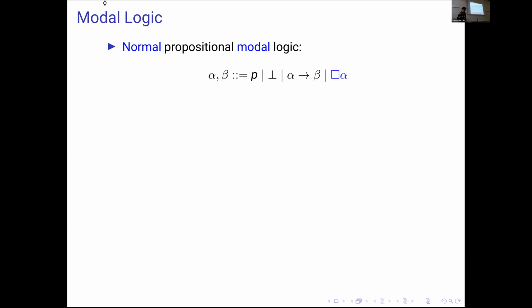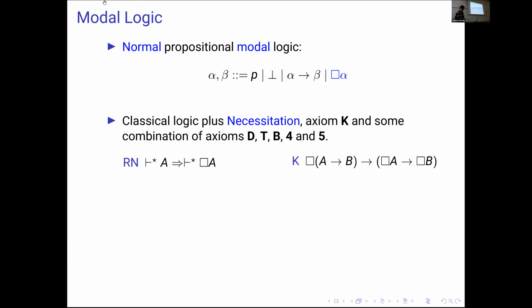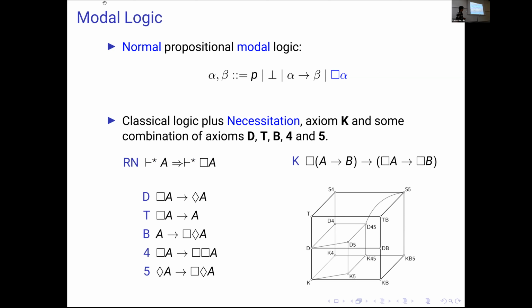So, I'm going to talk about normal modal logics, in which we have this box operator. And since we have bottom and implication, we also have the dual, which is the diamond. With normal, we mean modal logics in which we assume the necessitation rule, which you can see here: if a formula is a theorem, then box of that formula is also a theorem in this logic. And we also assume that the axiom K is there, which is the distributivity of the box with respect to the implication.